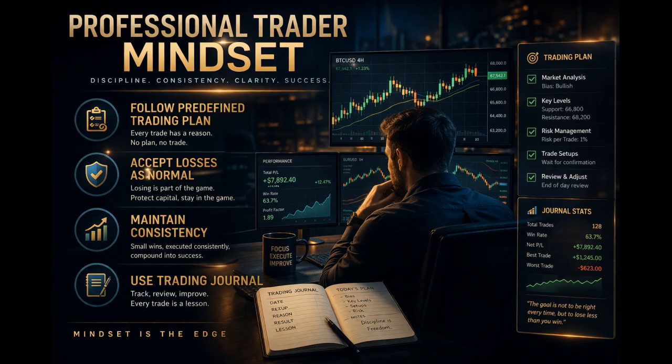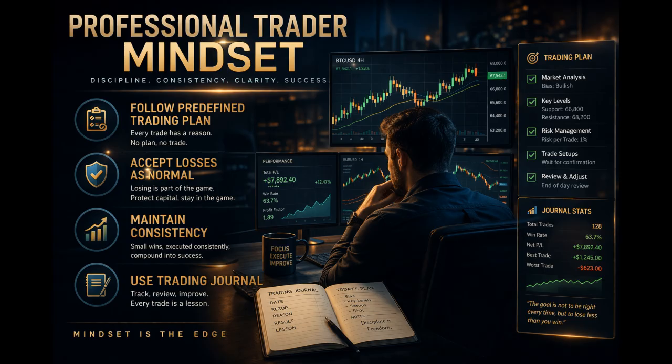Maintaining consistency. Consistency is the ability to apply the same trading strategy repeatedly over time. Many beginners constantly change their strategies after experiencing a few losing trades. For example, a trader might abandon a Renko breakout strategy after 2 losses and switch to another strategy. This constant switching prevents traders from evaluating strategies properly.